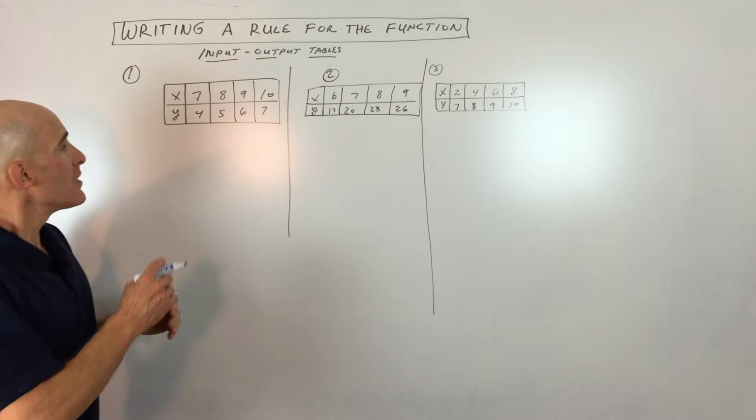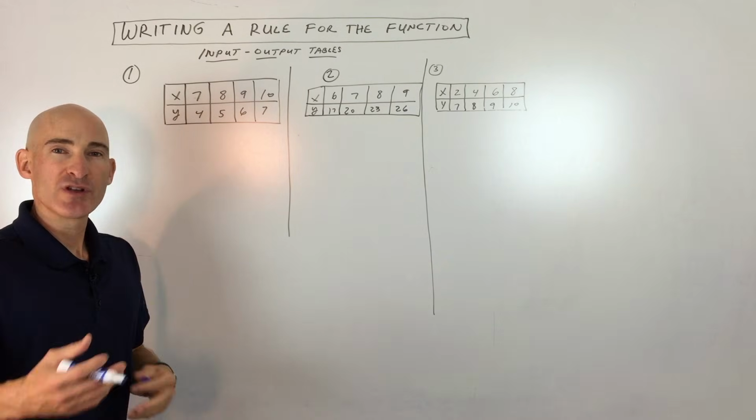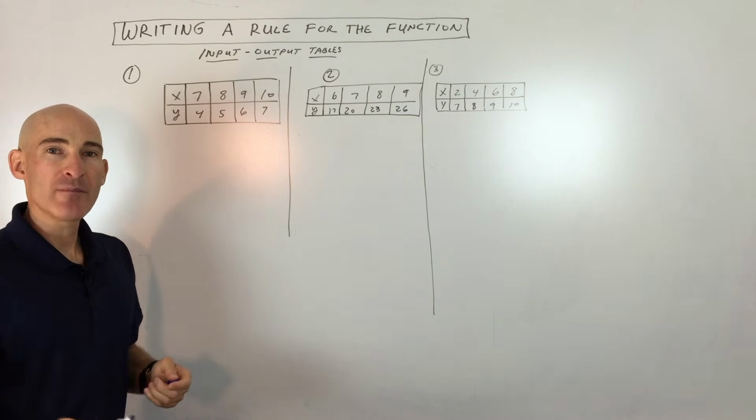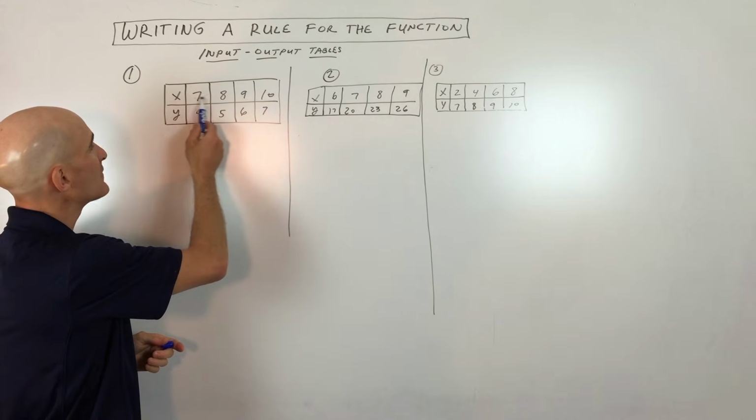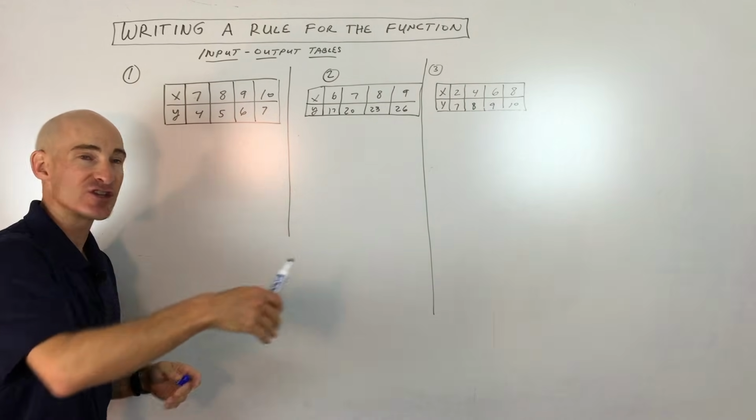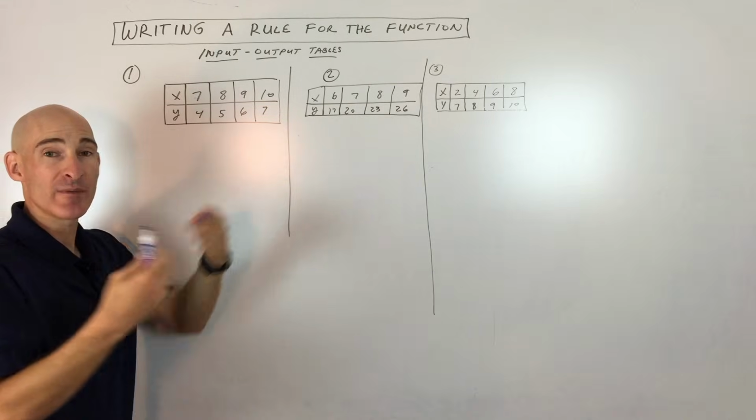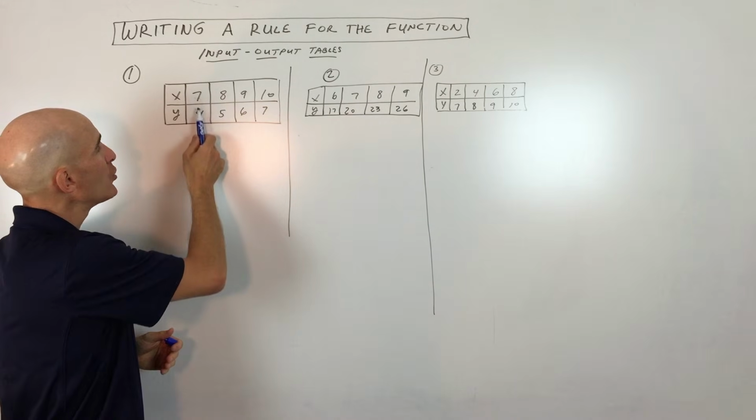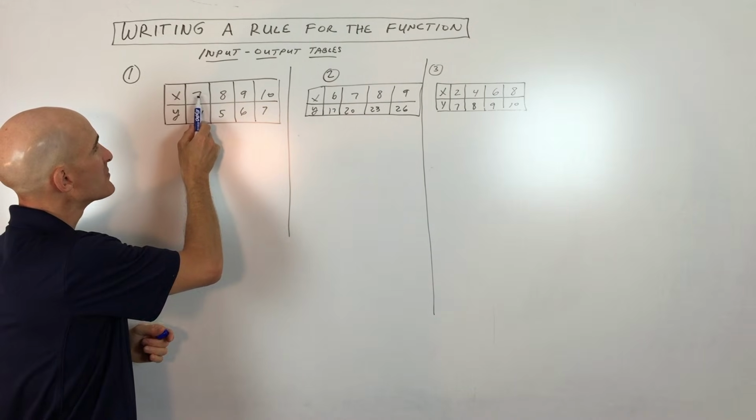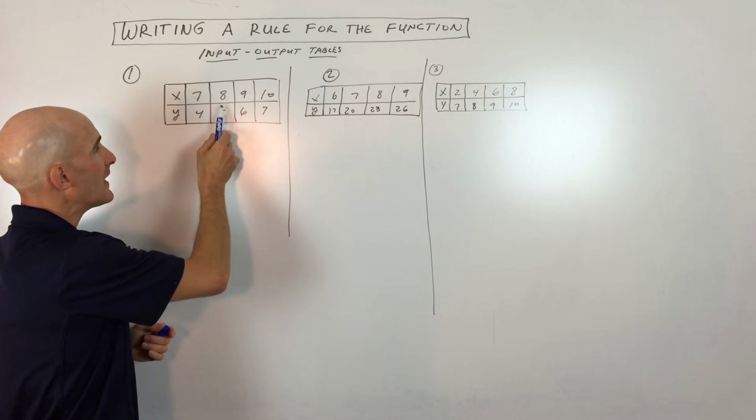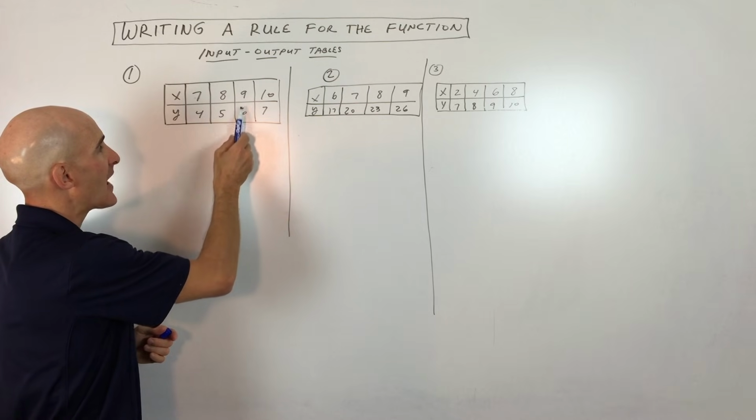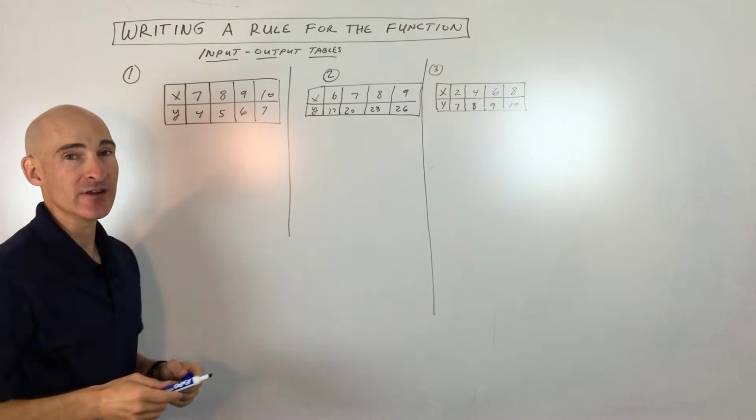First one, when you do this, you're usually doing this in a pre-algebra or algebra class. You're looking for a pattern. And so you say, okay, the x values, these are what I'm putting into the function, and the y values, that's what's coming out. So if you just look at it here, you can see I'm going from 7 to 4, 8 outputs 5, 9 outputs 6, and 10 outputs 7.